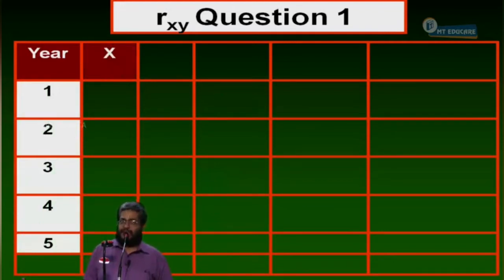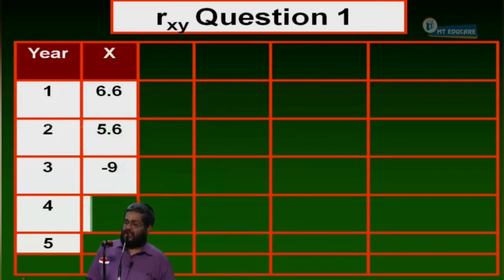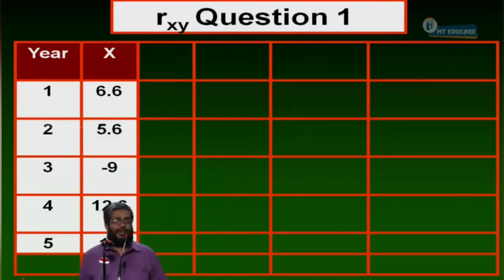Next is X. We have to tell the return of the security X. Now past 5 years, how X has performed. Tell me the returns X has generated here: 6.6, 5.6, minus 9, 12.6, 14. I hope you are writing along with me or not. 6.6, 5.6, minus 9, 12.6 and 14.